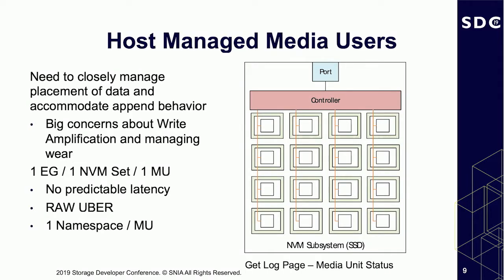And then the host managed media users, they don't want the drive to wear level anything except within one media unit. So you can create a configuration like this where every media unit is its own endurance group. It has one NVM set in there. Maybe there's only one namespace within that set as well. But then the host is keeping track of the wear on each piece of media here and is able to direct its writes to the least worn piece of media that it's going to start using.